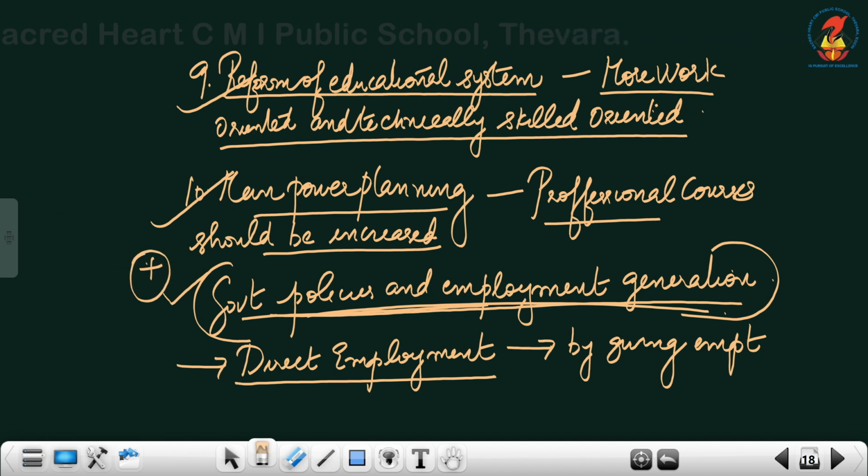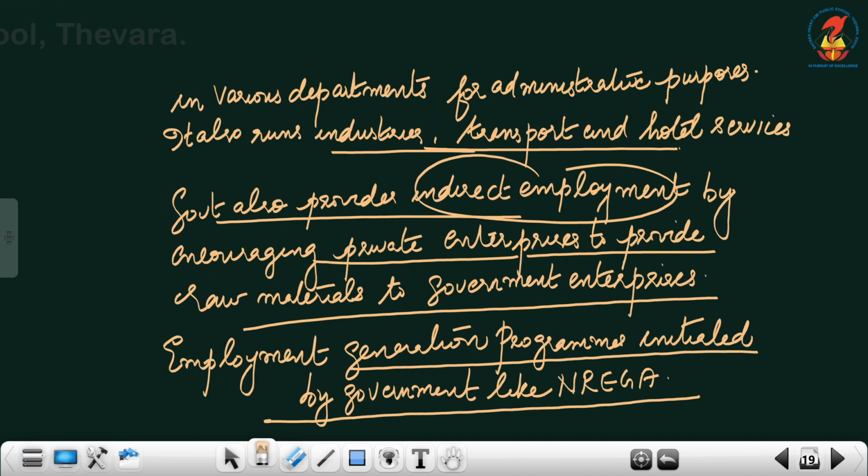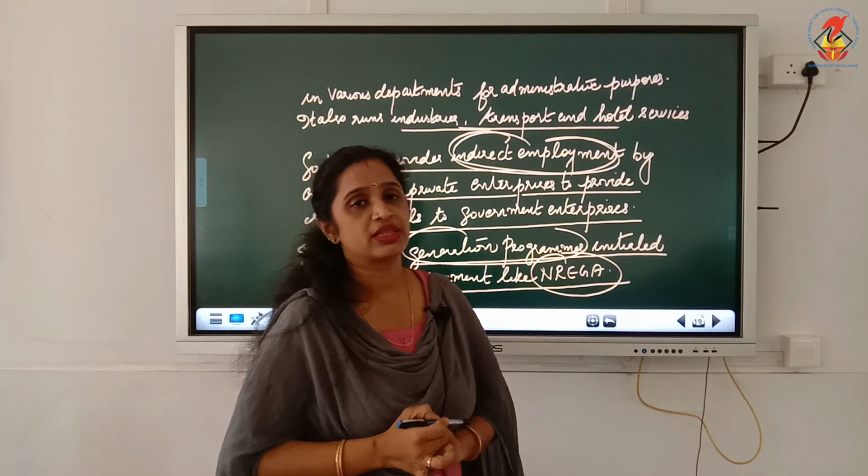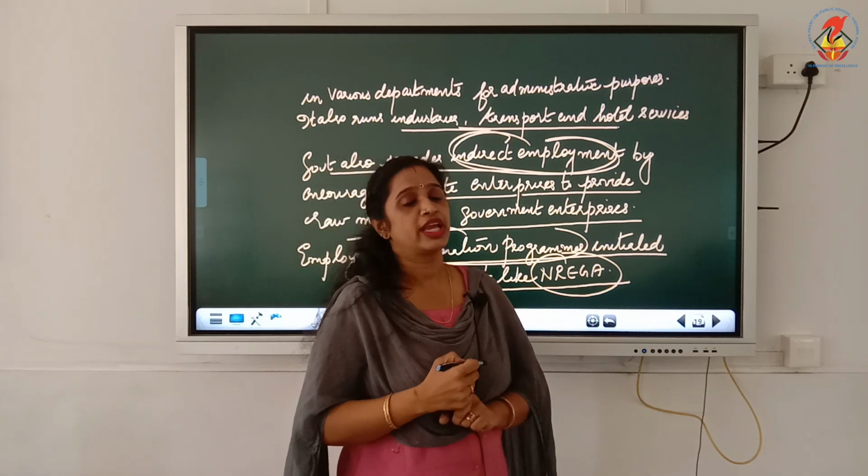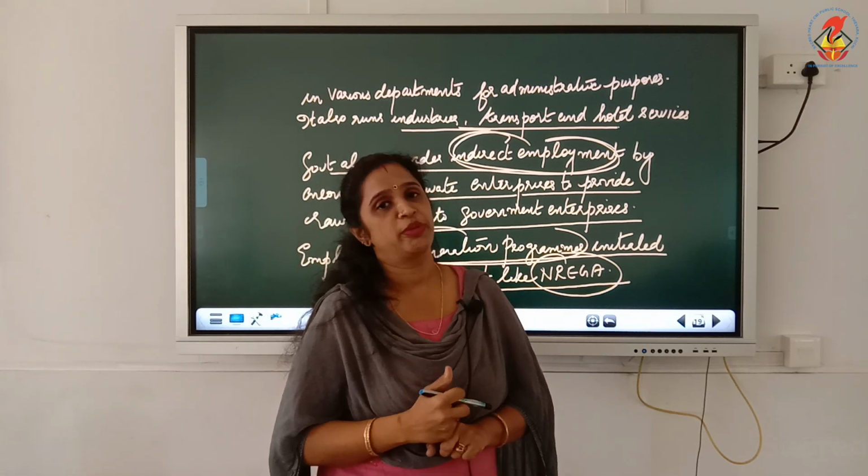Along with that, there should be exclusive government policies and employment generation. That is, the government can provide direct employment and indirect employment. Also, employment generation programs like NREGA, introduced by the government, can solve the problem of unemployment.